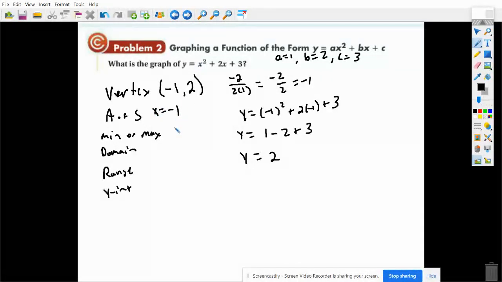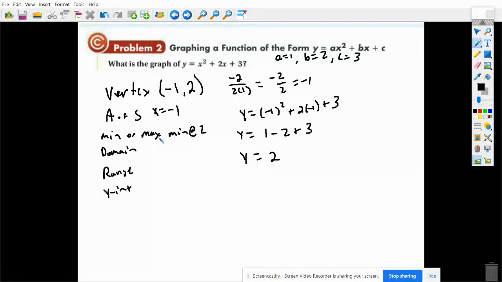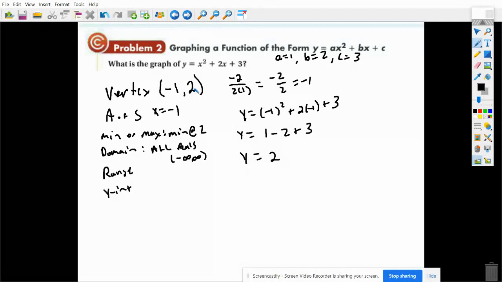a is 1, so this goes up, so it has a minimum at 2. The domain is always all real numbers, also written as negative infinity to positive infinity. The range starts at the y value, and because it goes up, it would go to positive infinity, so 2 to positive infinity for the range. And then the y-intercept is always the ordered pair (0, c), which would be (0, 3).